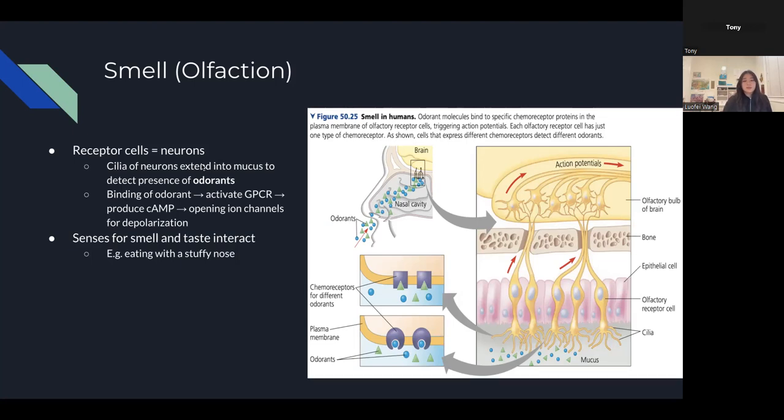When you eat with a stuffy nose, you can't really taste what you're eating. That's because of the interaction between smell and taste. Also, just interesting to know, the olfactory bulb of the brain is located very closely to the hippocampus, so a lot of memories will be triggered by certain smells.